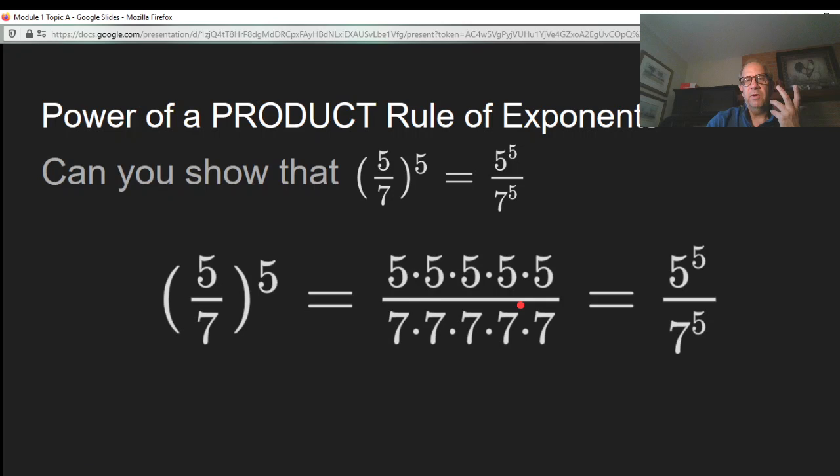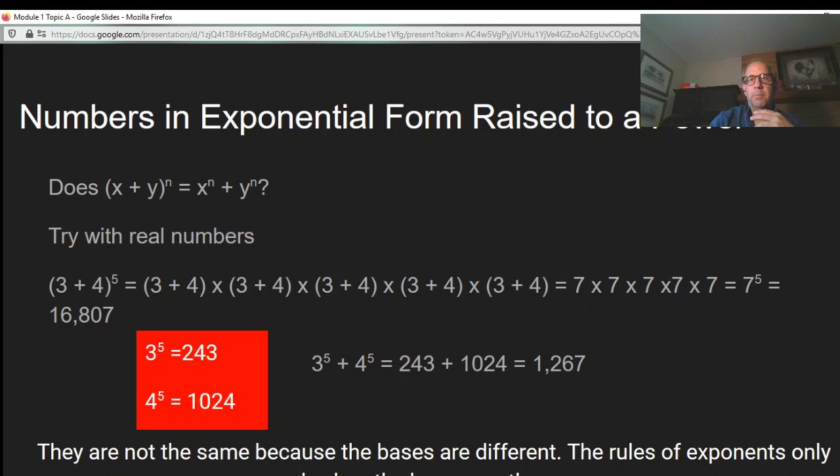Raised to a power. Does x plus y raised to n equal x to the nth plus y to the nth? So let's try it with real numbers. 3 plus 4 to the 5th would be 3 plus 4 times 3 plus 4 times 3 plus 4 times 3 plus 4 times 3 plus 4, which is 7 times 7 times 7 times 7 times 7, or 7 to the 5th.